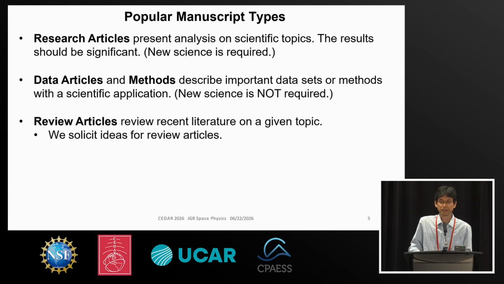And if your advance is not about science, but collection of new data or development of new methodology, you can choose these options. The benefit is that you don't have to report new science. You just need to apply to some space physics problems. So particularly if your reviewers don't agree with your scientific advances, which is, by the way, the most common major comments from reviewers, you have an option to switch to these article types, and then your paper will still get published. The last one is less known, but JGR also publishes review articles.